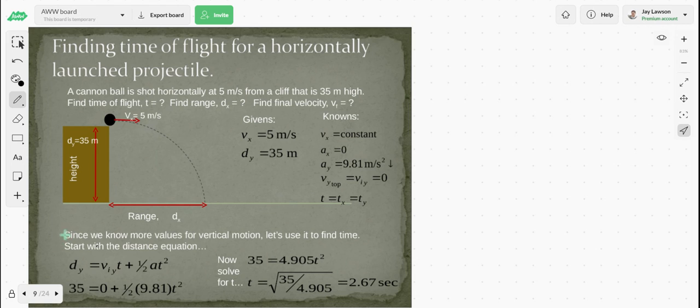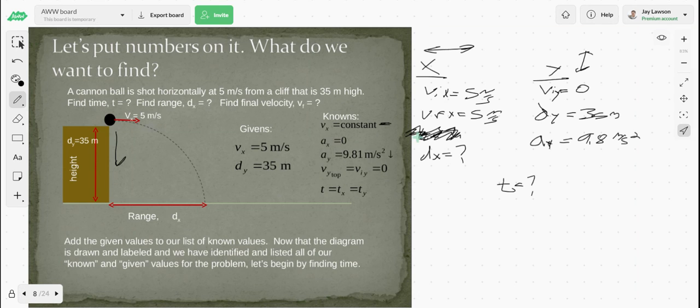And let's look at this note down here at the bottom of the slide. It says, since we know more values for vertical motion, let's use it to find time with the distance equation. It says distance equation. It's just one of the kinematic equations. Don't confuse that with geometry.